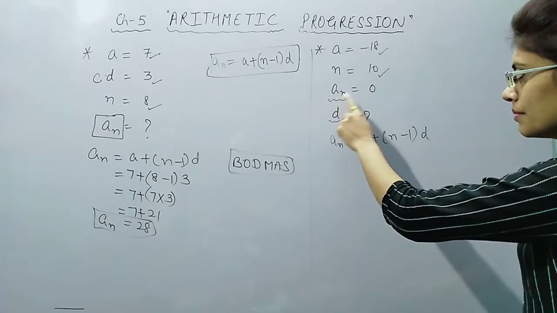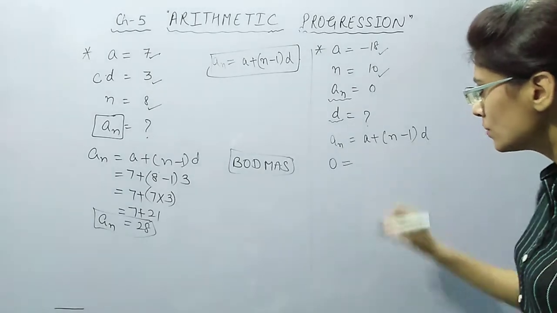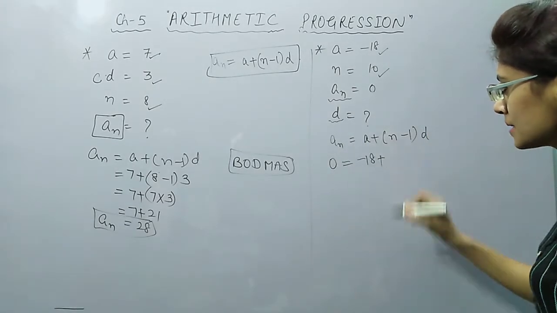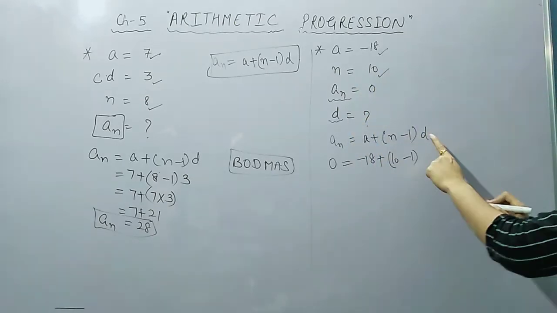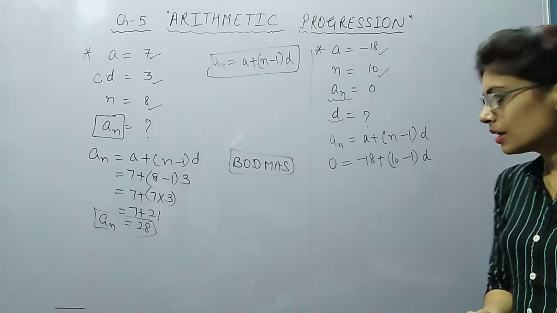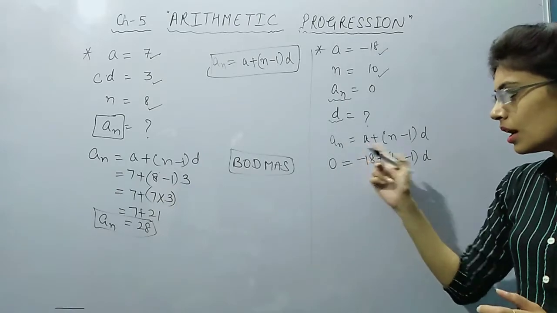Now value of an is 0, is equal to value of a is minus 18 plus value of n, 10 minus 1, into d. d we have to find. I hope this step is clear. We have just put the values of the unknowns.